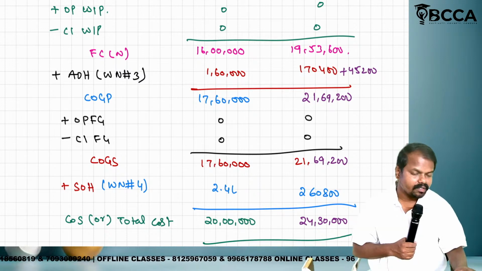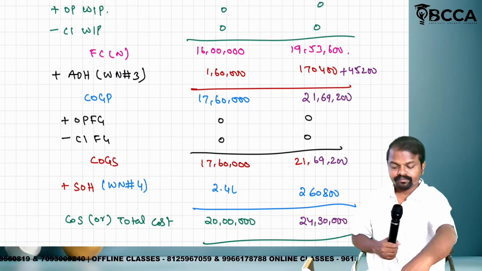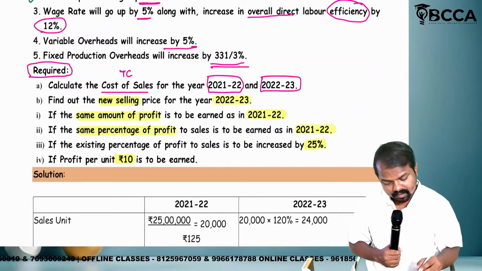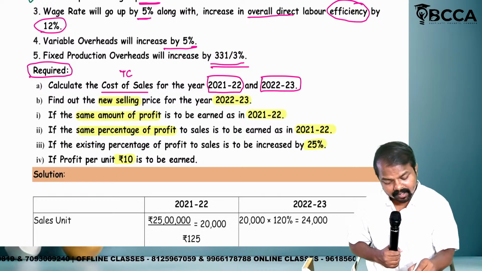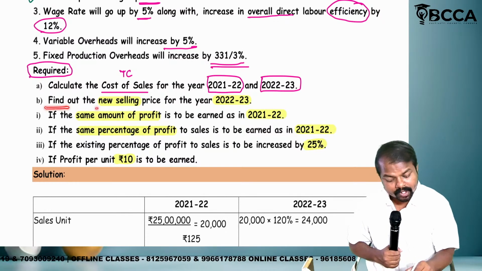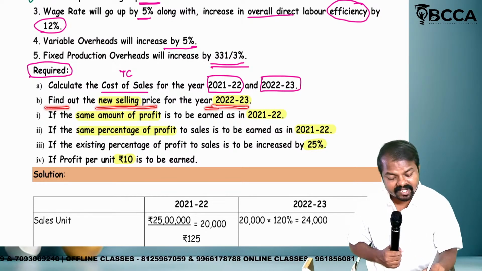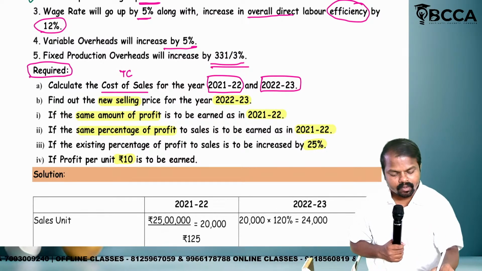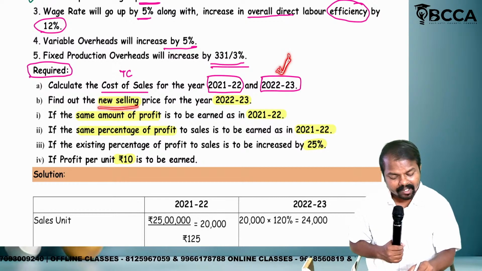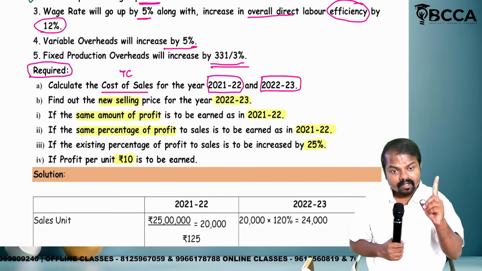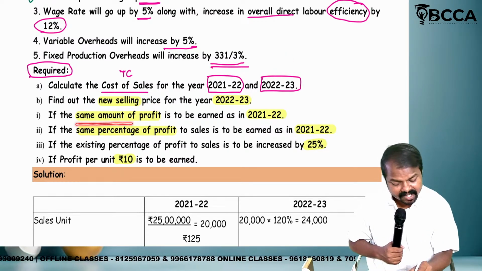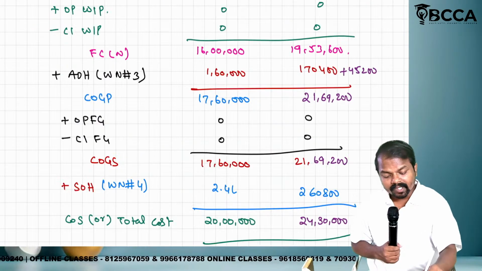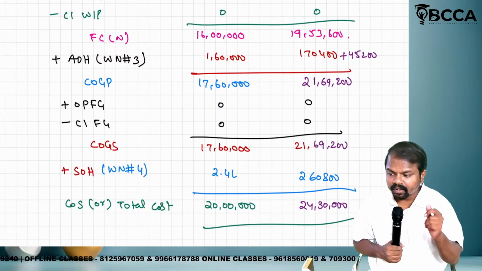Completed? Completed. Now, what is the question number B? They are asking: you are required to calculate and find out the new selling price for which year? They are not asking 21-22. They are asking only for 22-23. New selling price, case number 1, if the same amount of profit is earned as in 21-22. Now tell me, how much profit was earned in 21-22?